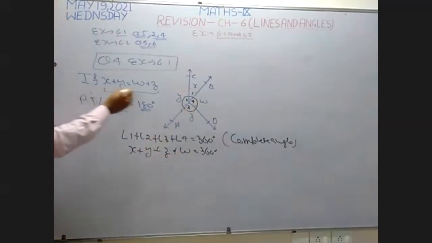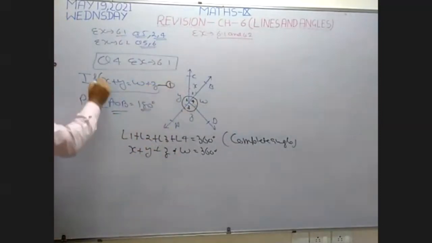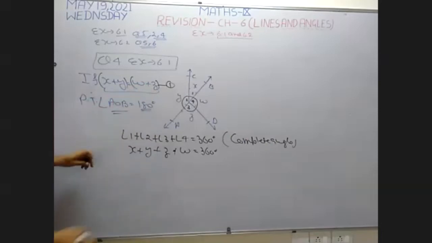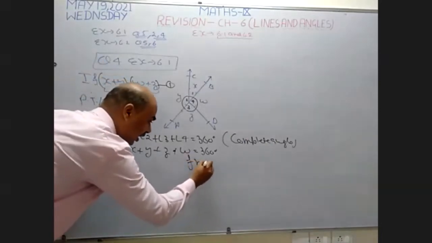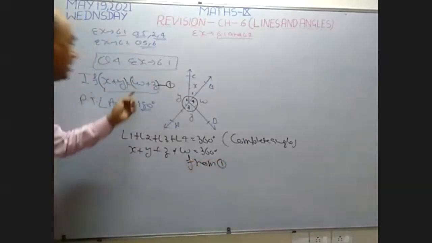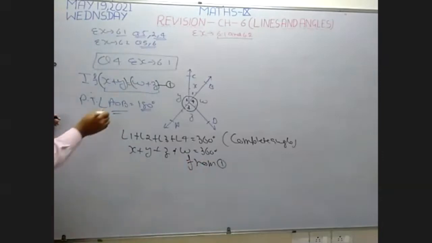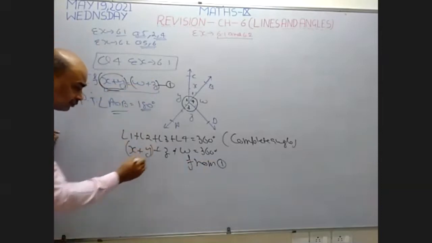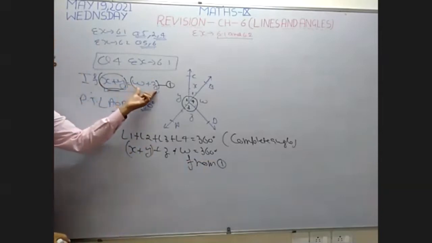Now in this question it is given, what is given? x plus y is equal to w plus z. This is given in your question. So I want to use this, equation number 1. In this equation, it is given that x plus y, these two angles, are equal to w plus z. It means instead of x plus y, I want to write w plus z.